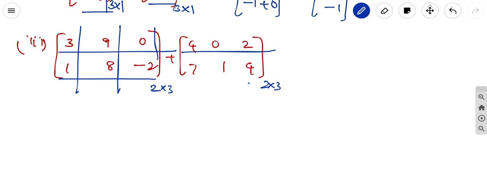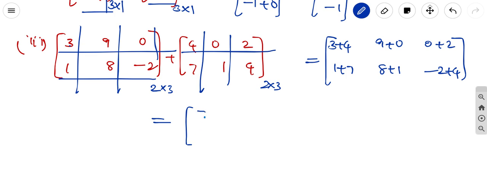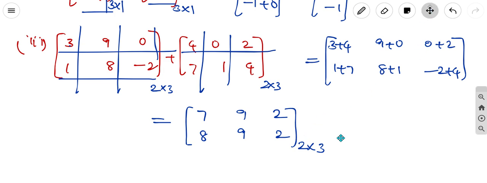The order is the same. Then we add the corresponding elements. How? First element with first element, that is 3 plus 4, 9 plus 0, 0 plus 2, 1 plus 7, 8 plus 1, minus 2 plus 4. Simplify it. 3 plus 4 is 7, 9 plus 0 is 9, 0 plus 2 is 2, 1 plus 7 is 8, 8 plus 1 is 9, minus 2 plus 4 is 2. It has 2 by 3 order only. Only matrices of the same order can be added. Matrices of different orders we cannot add.